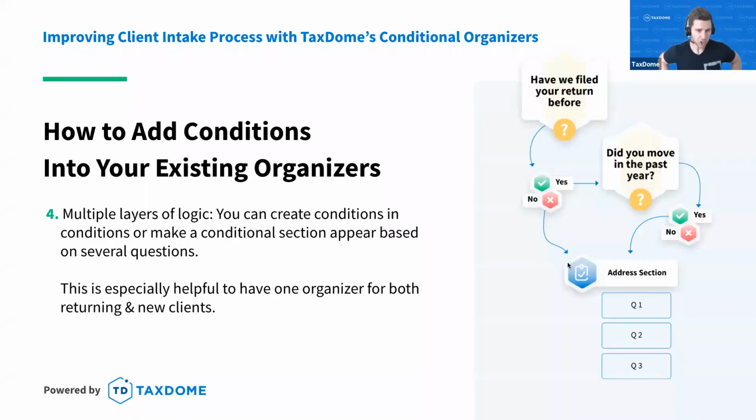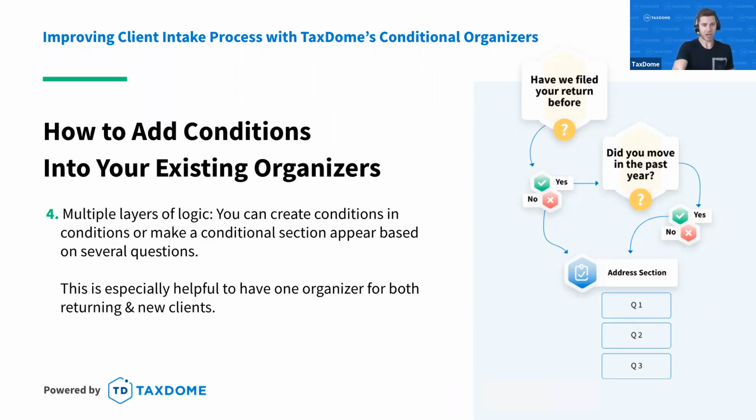You can add additional layers of logic to this. Here's a perfect example of how you can do this for returning clients. So again, you don't need a separate organizer for them. It's the exact same organizer, but simply add some logic to it. In the beginning, you can ask, have we filed your return before? If they say no, you're going to need to know their address. You don't know basic information from them.